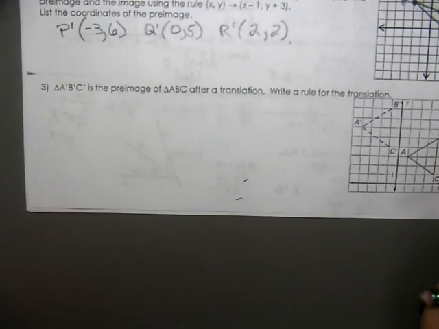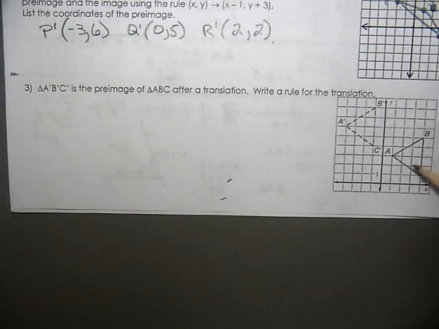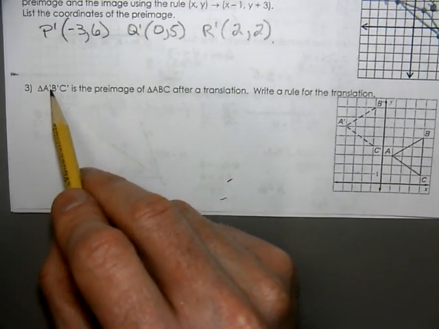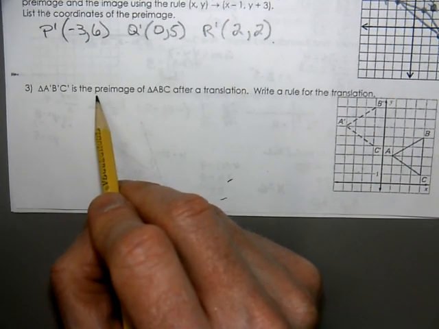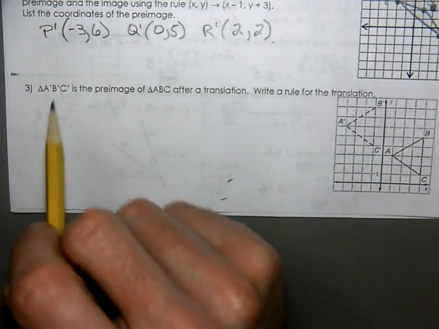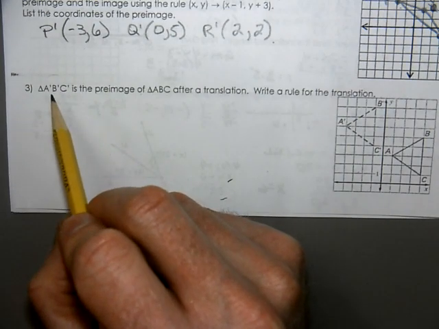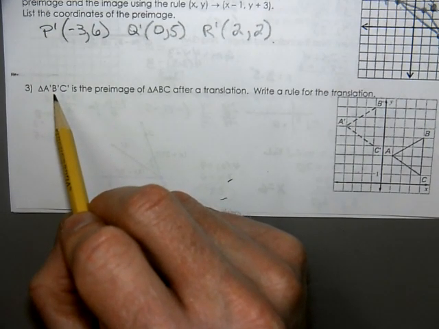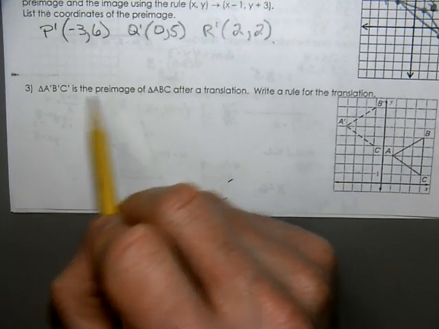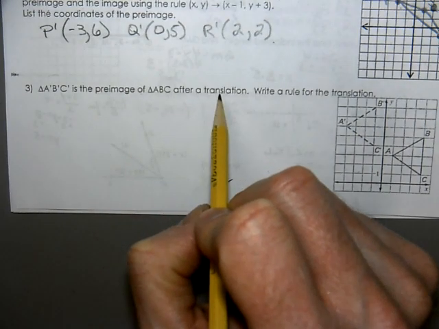This next one, we have triangle ABC, which is our pre-image, or the original. A prime, B prime, and C prime typically would be your image. They're saying that the A prime, B prime, and C prime is the pre-image. It's before it. It's the pre-image of ABC after a translation.